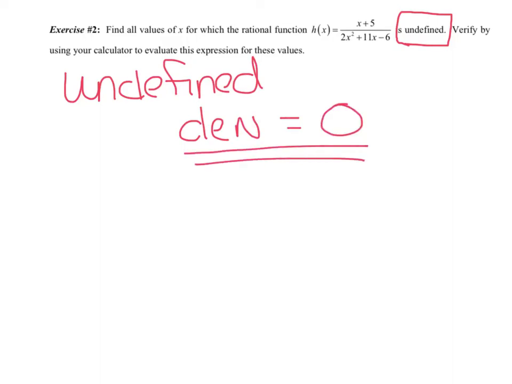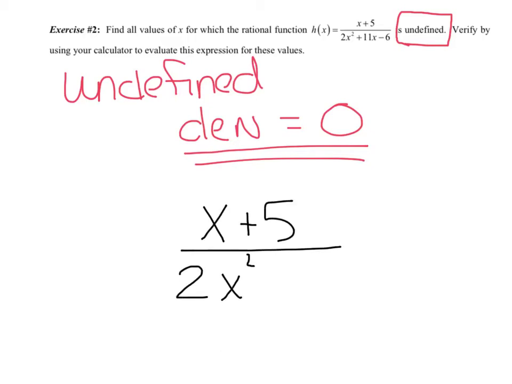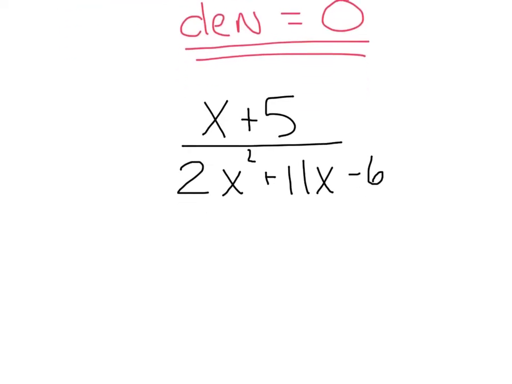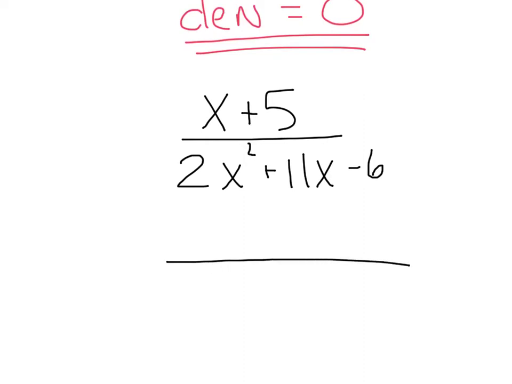So it says verify your answer using your calculator to evaluate the expression for these values. So all we're going to do is take our expression, x plus 5 over 2x squared plus 11x minus 6, and we're going to do our favorite thing in math, and factor that term. Now, you obviously can't factor the top, but we can factor the bottom.